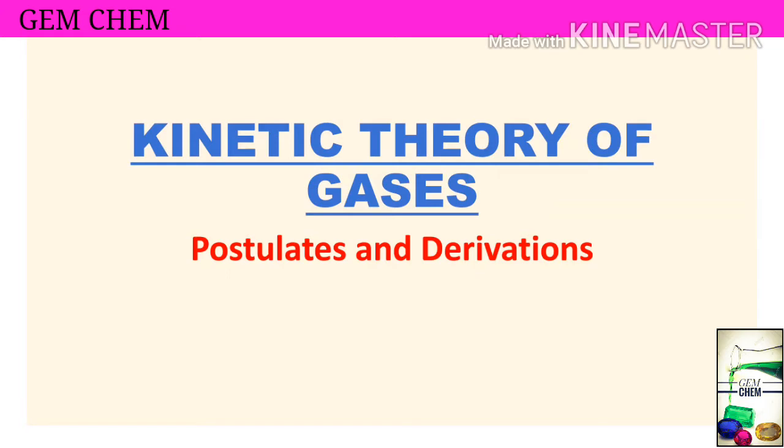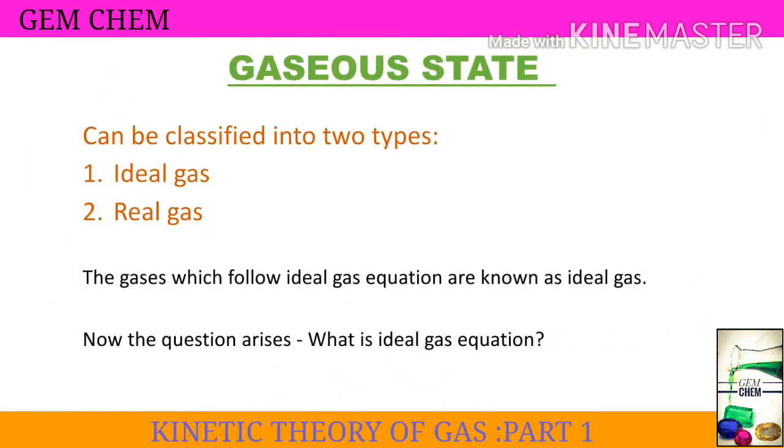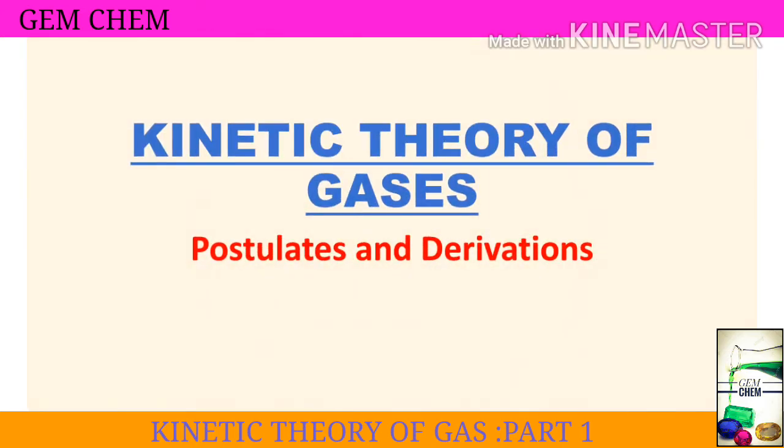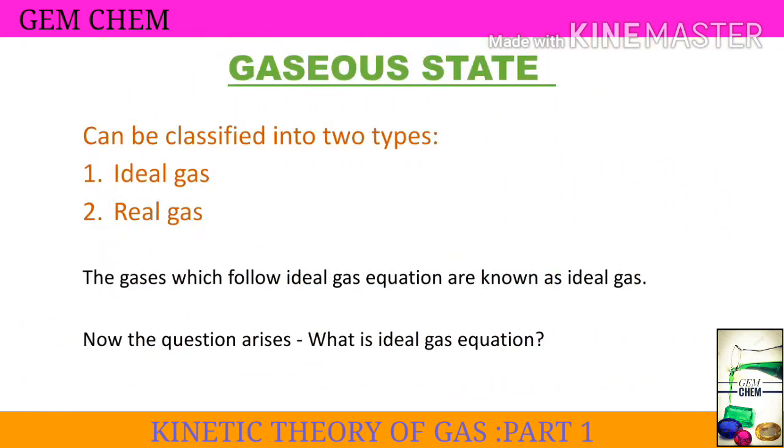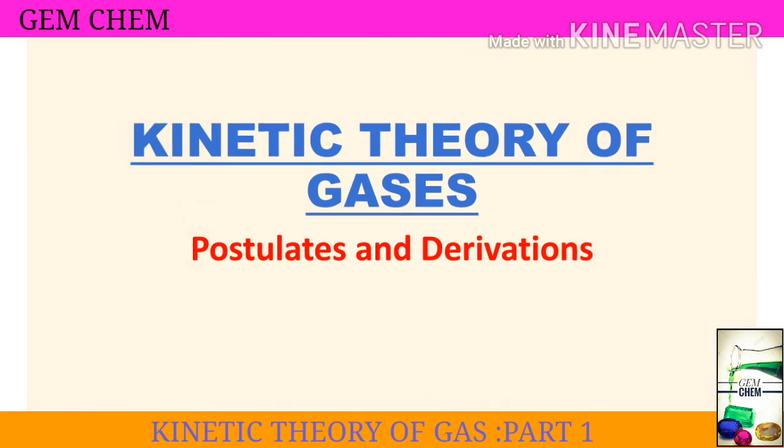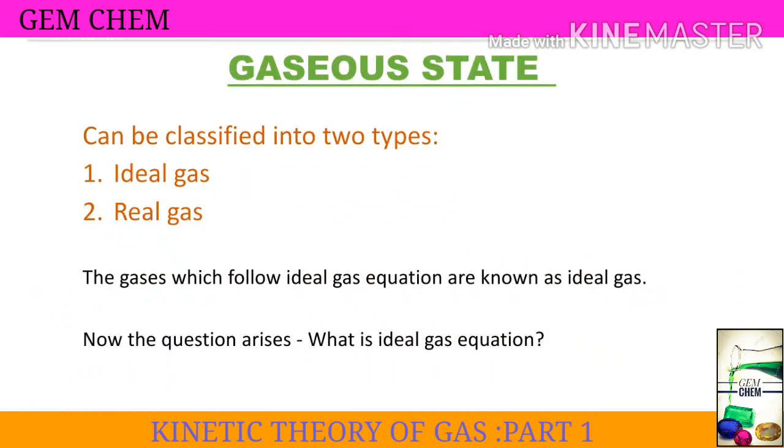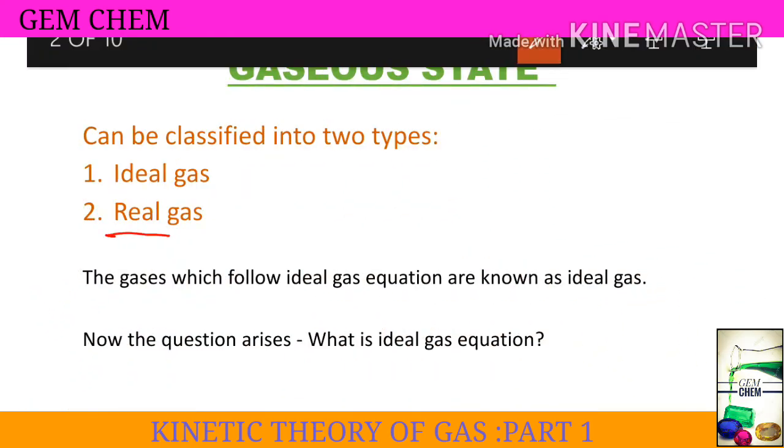Now, the gaseous state, we know, is one of the three states of matter. It can be classified into two types, ideal and non-ideal gas. Non-ideal gases are also known as real gases. Let's see. Real gas, this is also known as non-ideal gas.